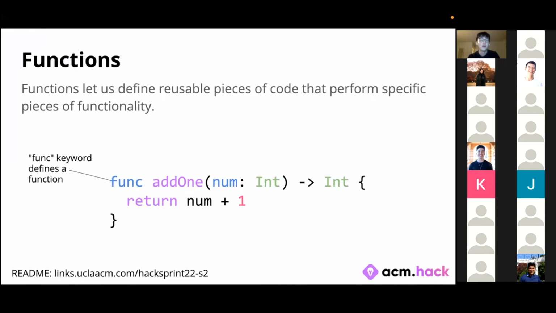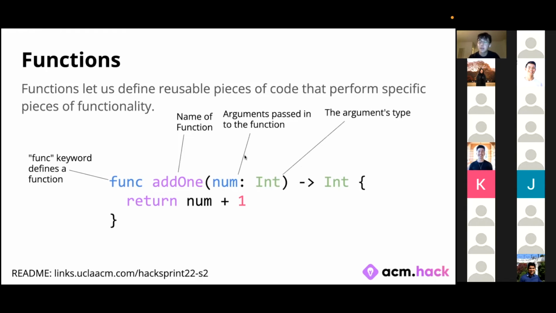And then one to the right, sorry, this is the name of the function. In this case, we're calling this function add1. Inside of the parentheses, we have the arguments passed into the function. Arguments to a function are sort of like giving the function input. We're giving it an input called num, and it is of type Int. This is how we specify arguments to our functions.